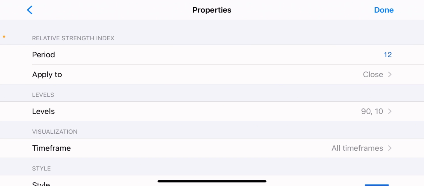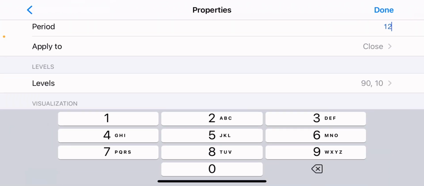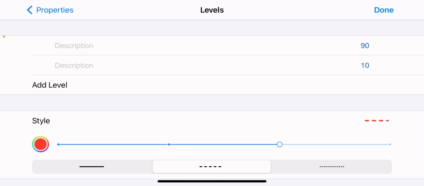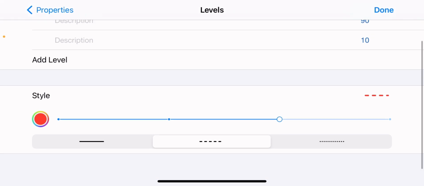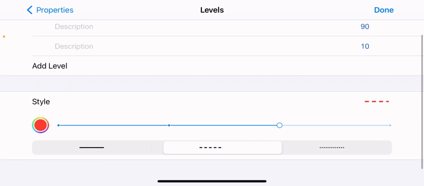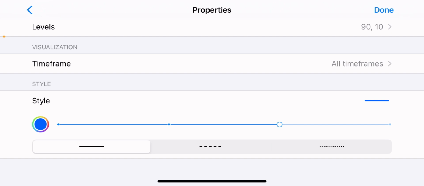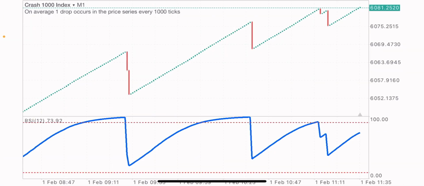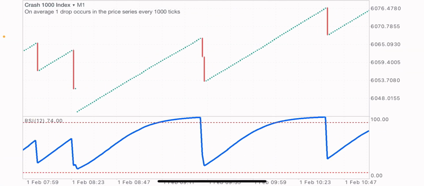All right, we're going to put it on period 12, applied to close. Then for the levels, you put level 90 and level 10. The style is going to be 3 pixel, and I used this middle line right here, because we're only taking a buy, so we're not putting any description for either a buy or a sell. So what we're going to do right now is click on done. Then the style right here is going to be 3 pixel with this first line right here. Then you click on done, right? So this is the RSI indicator.